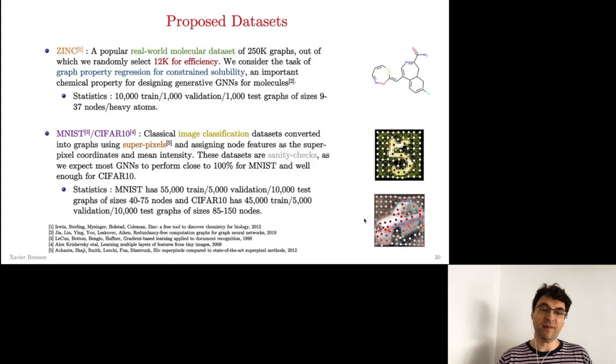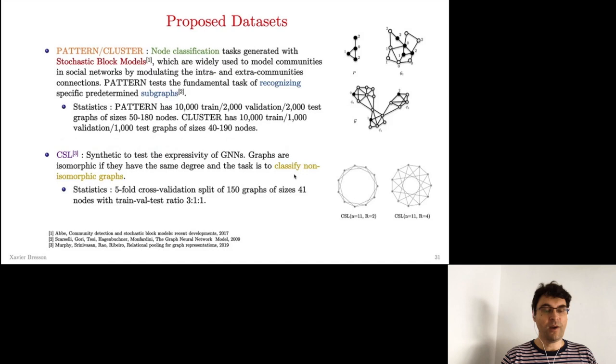Then we do the node classification task by using stochastic block models, which are widely used to model communities in social networks. Here we have two datasets. The first one is CLUSTER. So we want to identify communities, and for each community, we give only one label. And we also have PATTERN. So basically, we have a pattern with some features that we embed in a larger graph, and we want to recognize it. So this is the basic subgraph recognition task.